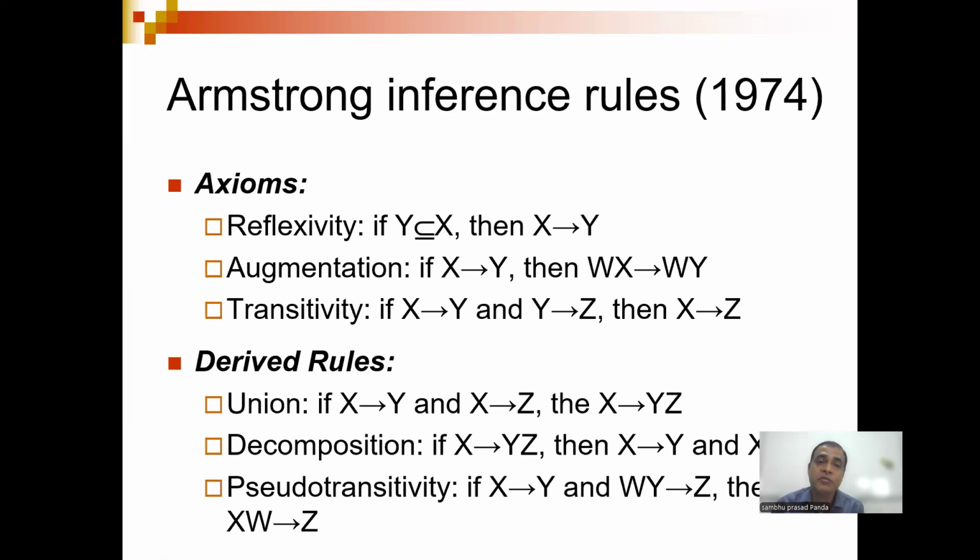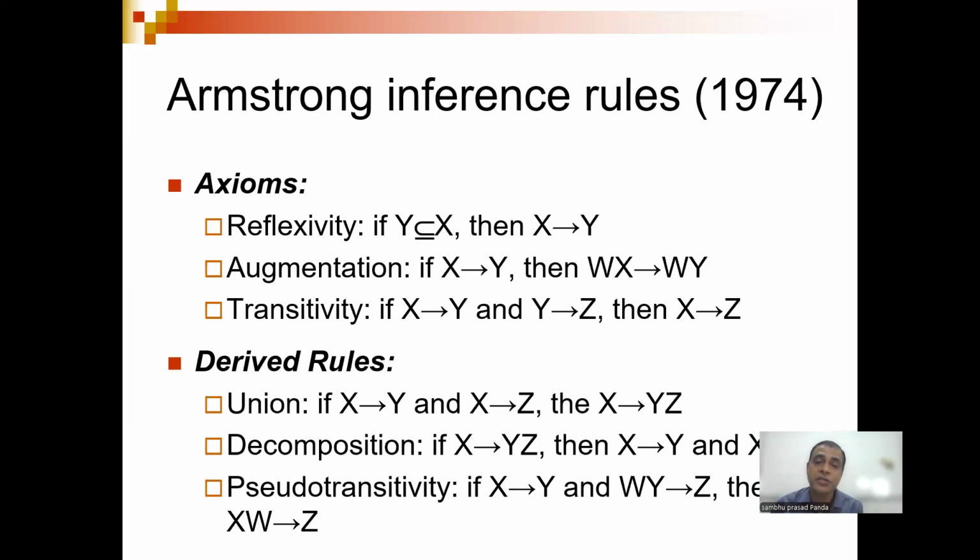So there is the Armstrong inference rule. It was developed in 1974 by Armstrong. The axioms are like this: reflexivity, augmentation, and transitivity. What is reflexivity? Reflexivity means if Y is a subset of X, then X determines Y.